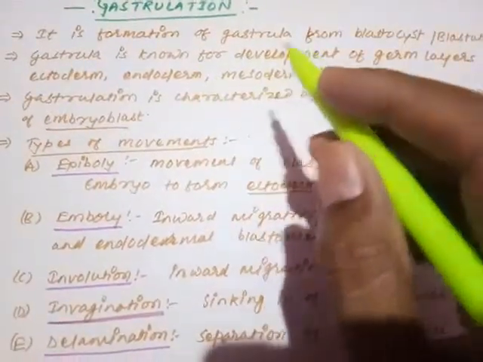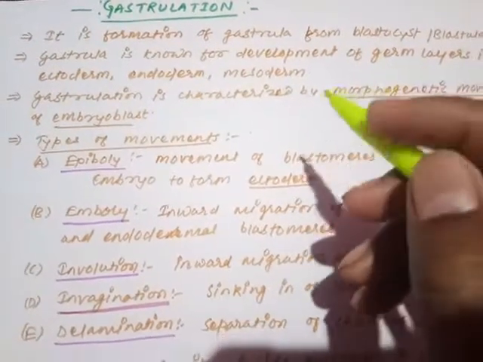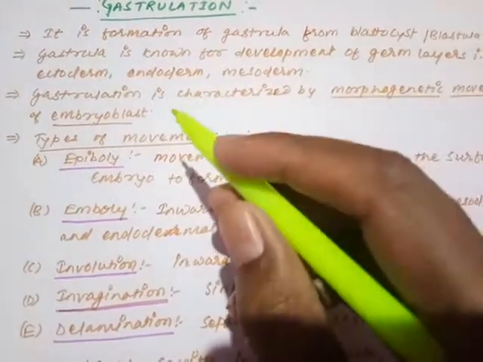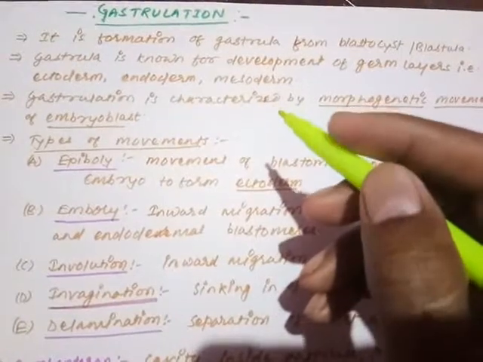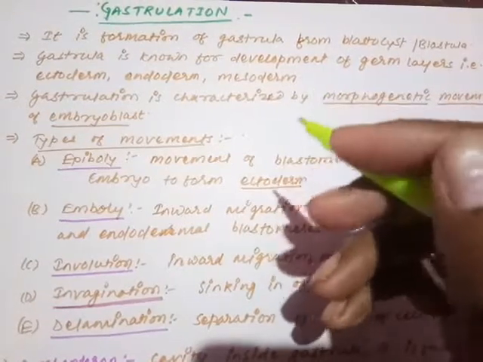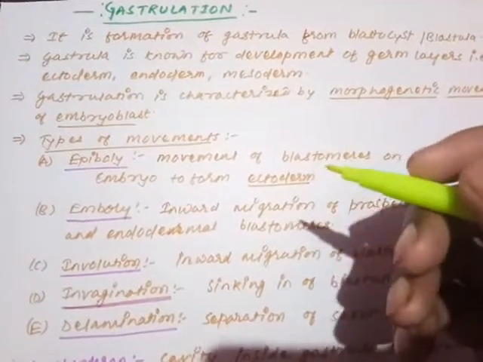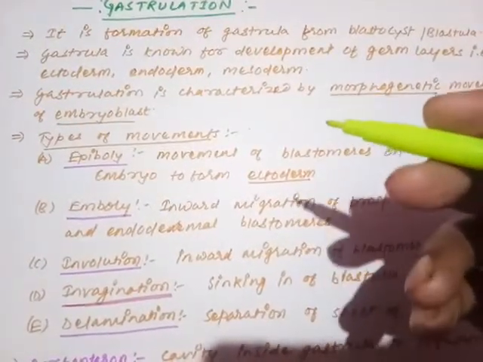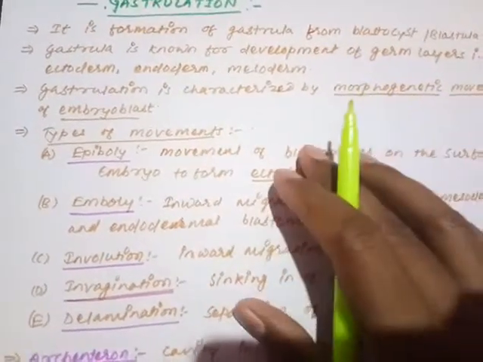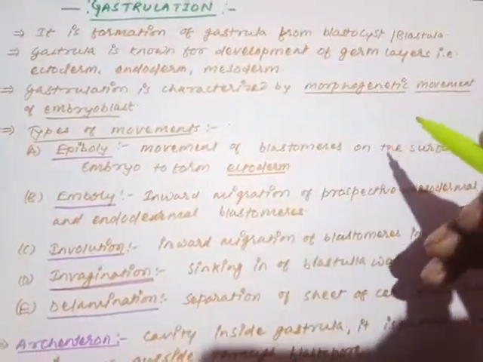So what is gastrulation? Gastrulation means the formation of gastrula from the blastula. What is gastrula? Gastrula is the embryonic stage where the germ layers are being originated. What are the germ layers? Ectoderm, endoderm and mesoderm. These germ layers take charge to develop the particular adult structures, like the brain, circulatory system, excretory system, reproductive system, whatever is there. So if these germ layers are being produced, almost embryonic development is over. So an important point: gastrulation is characterized by the morphogenetic movement of the embryoblast.